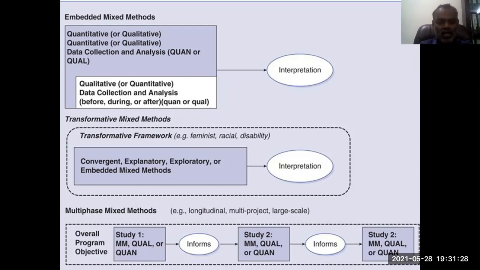Then you do study one. Maybe you can go with the mixed method, either qualitative or quantitative. Then it informs study two. Same procedure you can follow. Then study three, you can follow the same procedure. Either go with qualitative or quantitative, but it can be done in different phases.